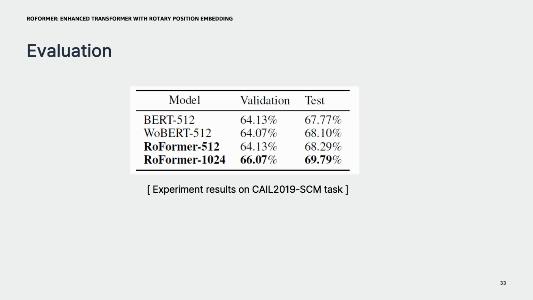Another experiment was conducted on CAIL 2019 SCM, a legal text similarity task. This task involves comparing long sentences to determine how similar they are. RoFormer outperformed the previous method, showing more stable and higher accuracy. This research demonstrated that rotary position embedding is effective at capturing relative relationships even in long context.